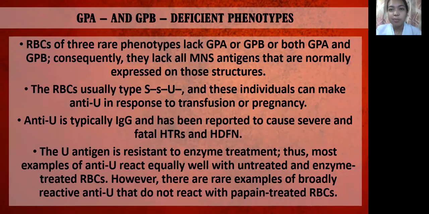Next is the GPA and GPB deficient phenotype. RBCs of 3 rare phenotypes lack GPA or GPB or both GPA and GPB. Consequently, they lack all MNS antigens that are normally expressed on those structures. The RBCs usually type S negative, U negative, and these individuals can make anti-U in response to transfusion or pregnancy. Anti-U is typically IgG and has been reported to cause severe and fatal HTRs and HTFN. The U antigen is resistant to enzyme treatment, so most examples of anti-U react equally well with untreated and enzyme-treated RBCs. However, there are rare examples of broadly reactive anti-U that do not react with papain-treated RBCs.